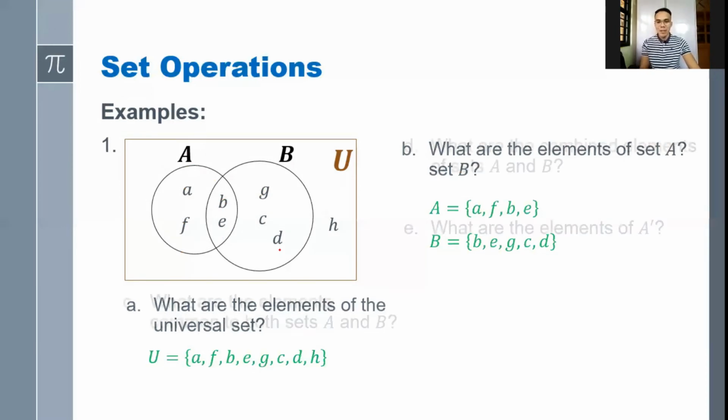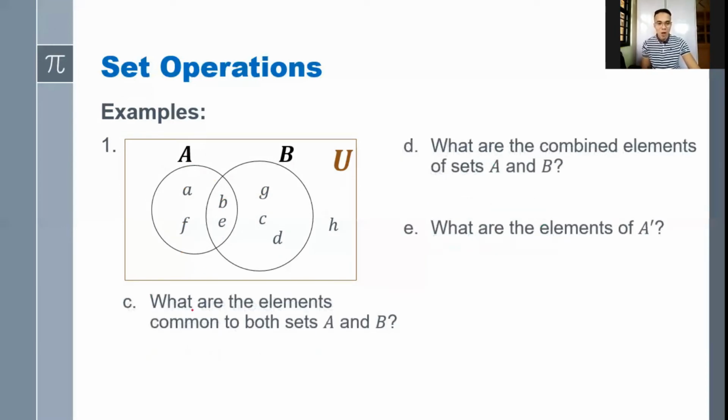Okay? Question letter C. What are the elements common to both sets A and B? We have here B and E only. This is the region common to these two circles. So we have for letter C, A intersection B equals, we have the elements B and E.